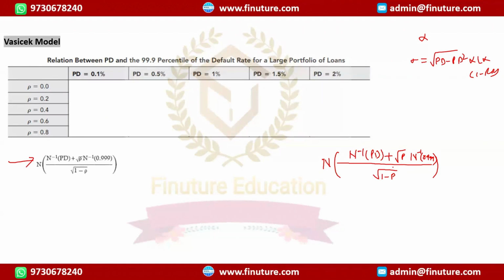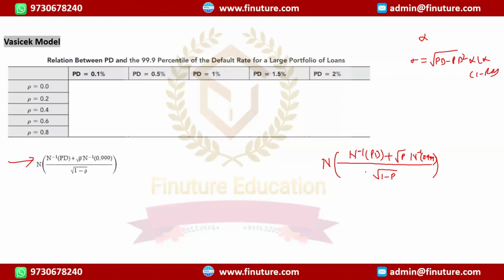Okay, N first, and then N inverse of PD, multiplied by root of P. I can't even write this. And then root of P, and again N inverse. And that is N inverse of 0.999, right?